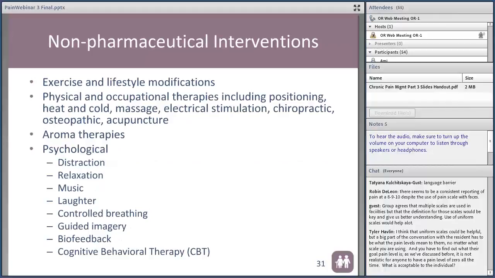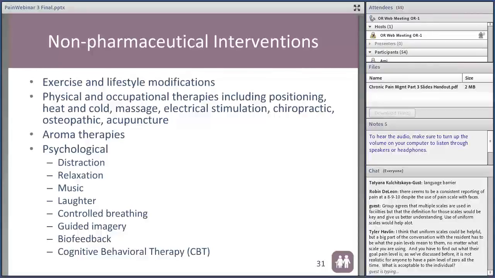So some of the non-pharmaceutical interventions, there's a lot of them. Some of them I hadn't even thought of. I actually sat down and talked with our director of therapy services, and she identified a lot of different areas that I might not have thought of. And then, of course, Nicole had some as well. So exercise and lifestyle modifications. Exercise, yes, it is good. It is a good non-pharmaceutical intervention. I know some say that exercise causes pain, but it is actually good for you.